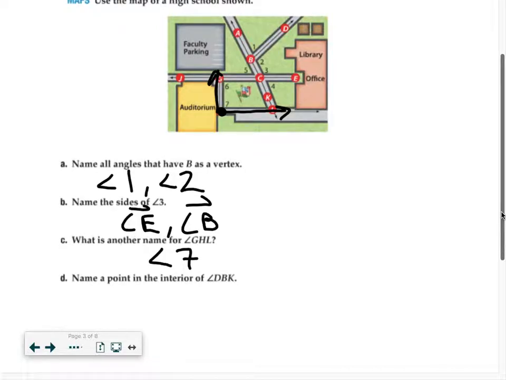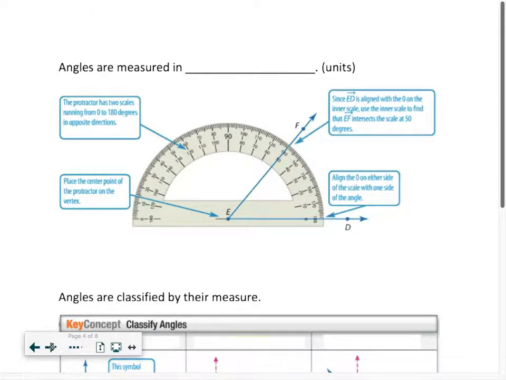Okay. Name a point in the interior of angle DBK. So let's find angle DBK. Let's highlight it with green maybe. So we start at point D, we go to B, the vertex, and then K. Okay, so what point is in the interior of that angle? The interior of that angle, I'll use red here to color, is this piece, and it appears that point E is in the interior of the angle. Alright, so that's just using parts of angles.